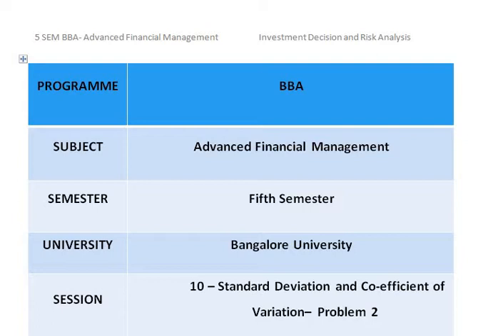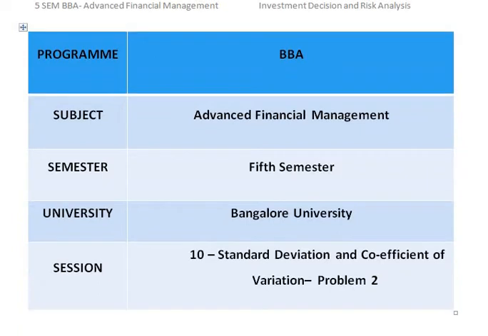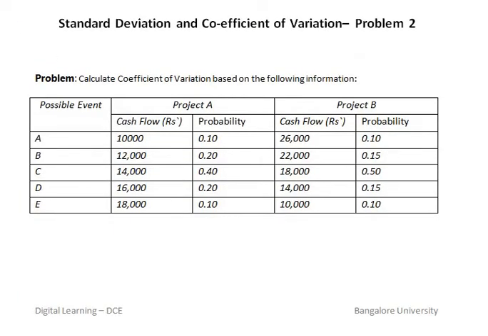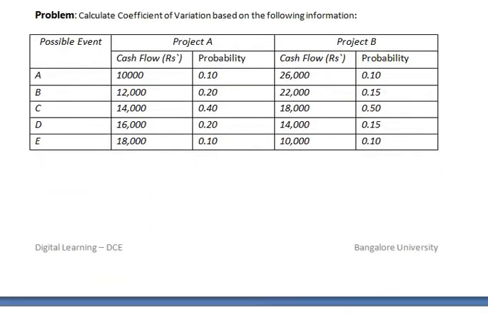In this session, we are going to discuss the second problem of standard deviation and coefficient of variation. Problem: calculate the coefficient of variation based on the following information. Possible events A to E are given. Project A with cash flow and probability. Project B with cash flow and probability is given.